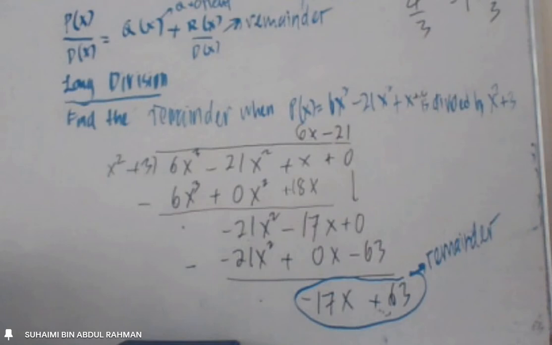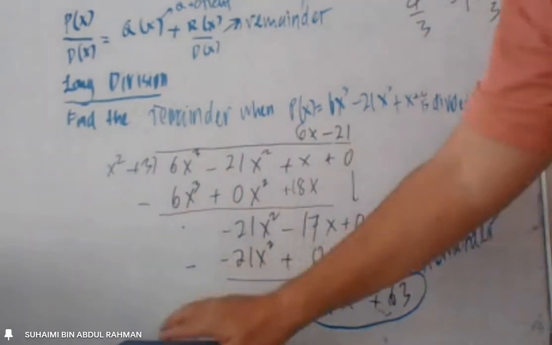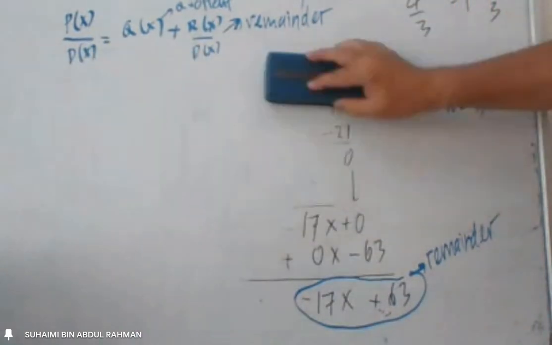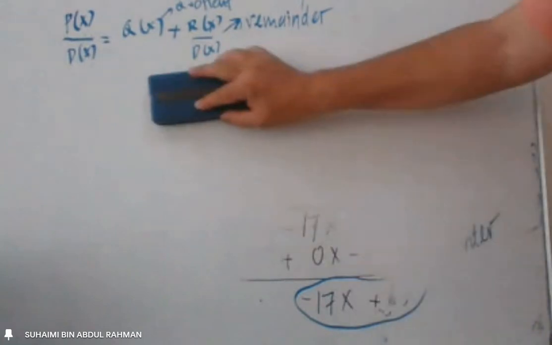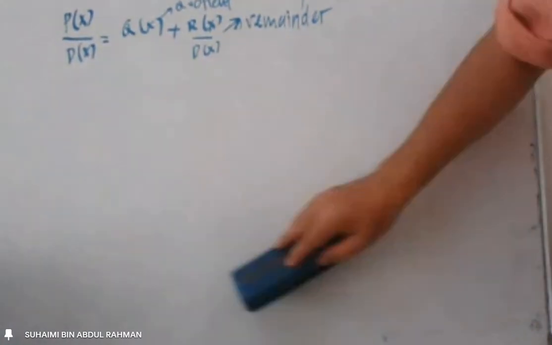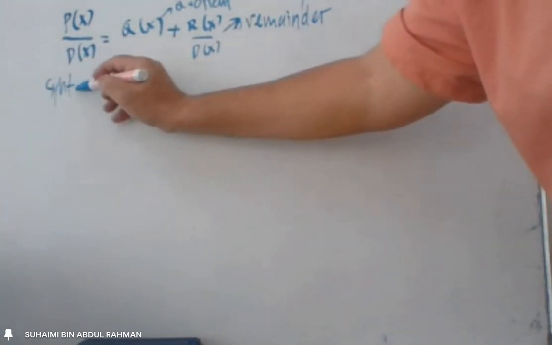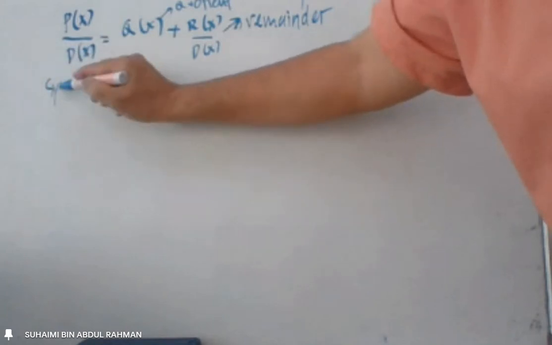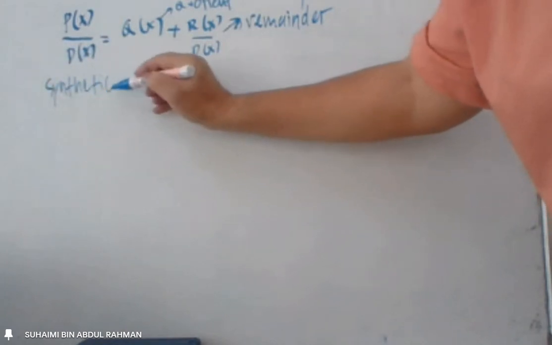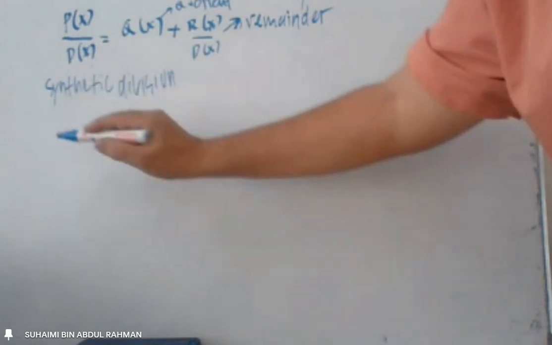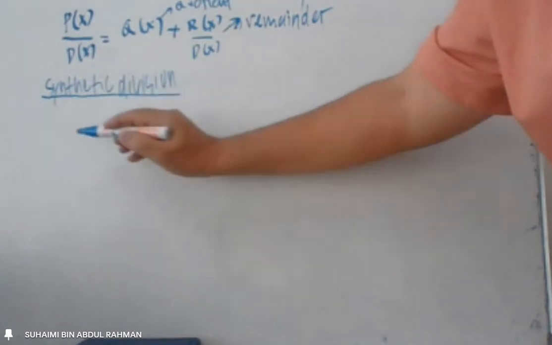This is the method which we call the long division method. Okay. Apart from the long division method, we have another method which we call the synthetic division method. For the synthetic division method, we have limitations.